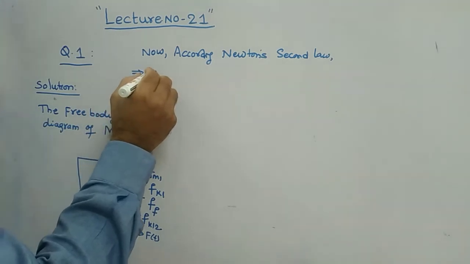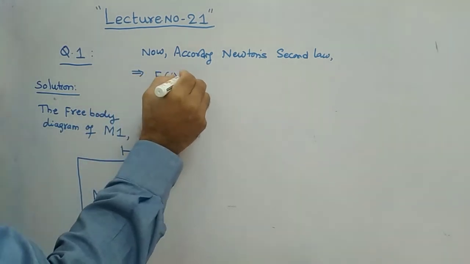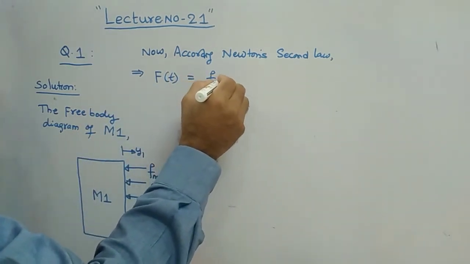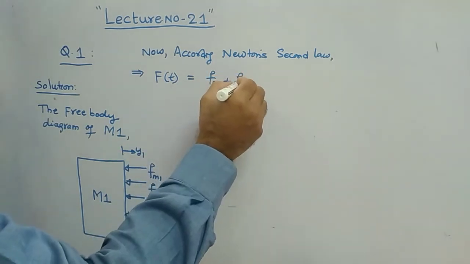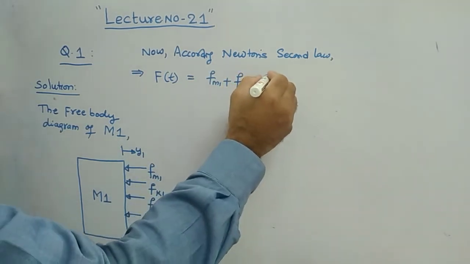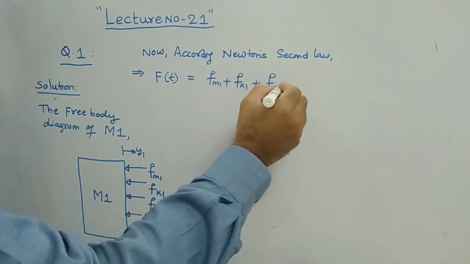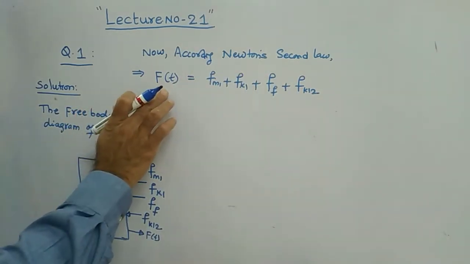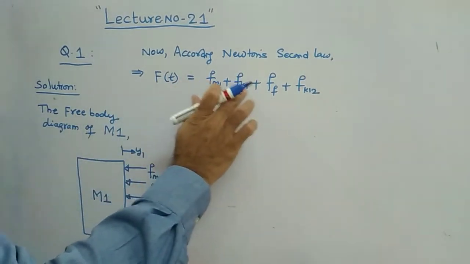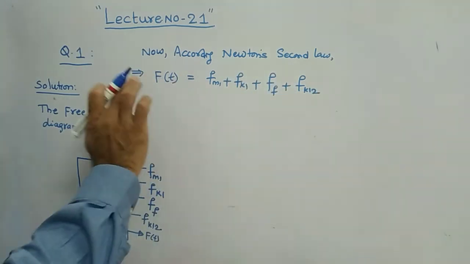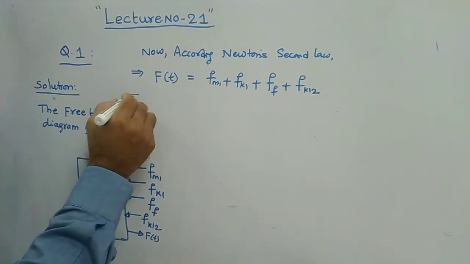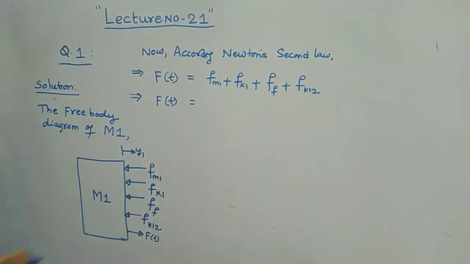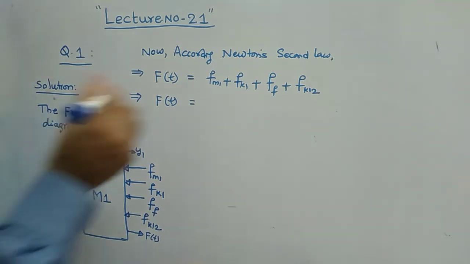This implies that your input applied force F of t is equal to the sum of all others, that is nothing but Fm1 plus Fk1 plus Ff plus Fk12. This is the applied force upon the mass element M1. These are the various opposing forces on the mass element towards the applied force. Now F of t is equal to, now you write the corresponding force balance equations.